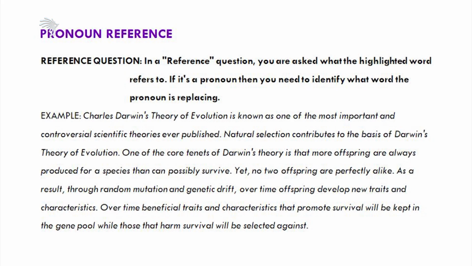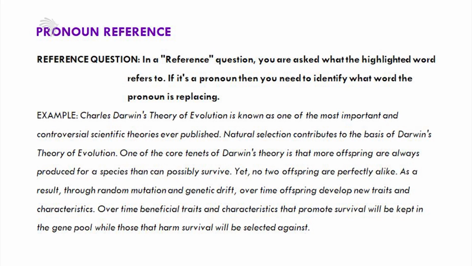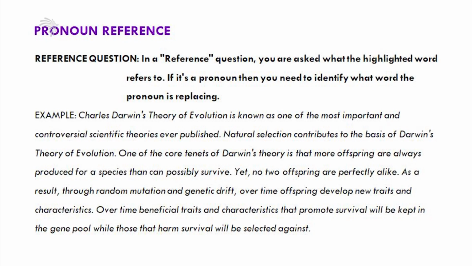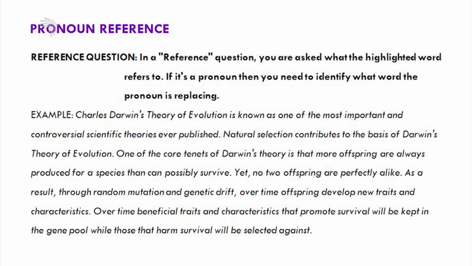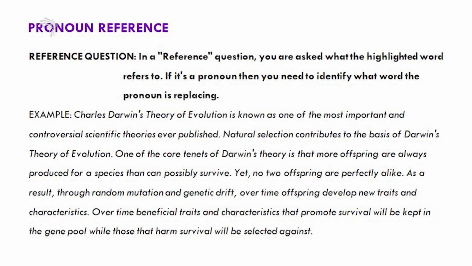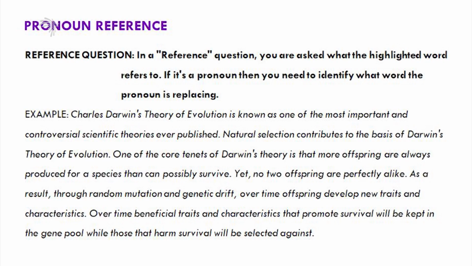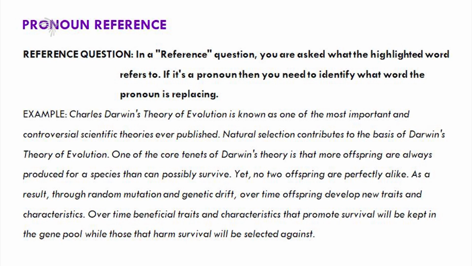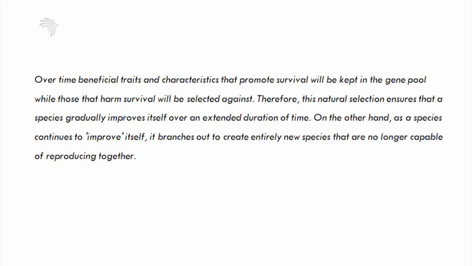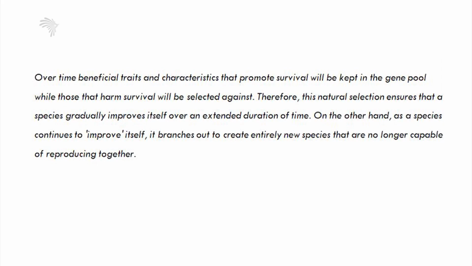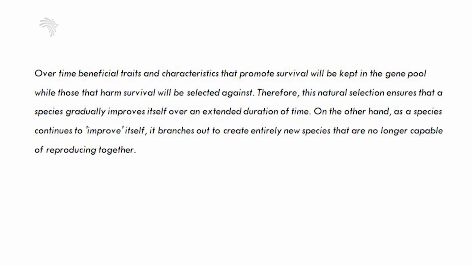Charles Darwin's theory of evolution is known as one of the most important and controversial scientific theories ever published. Natural selection contributes to the basis of Darwin's theory of evolution. One of the core tenets of Darwin's theory is that more offspring are always produced for a species than can possibly survive, yet no two offspring are perfectly alike. As a result, through random mutation and genetic drift, over time, beneficial traits and characters that promote survival will be kept in the gene pool, while those that harm survival will be selected against.